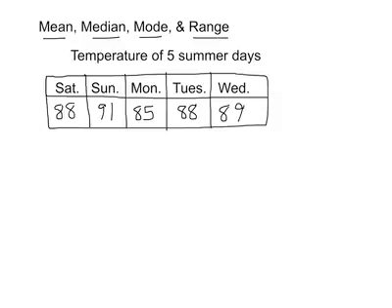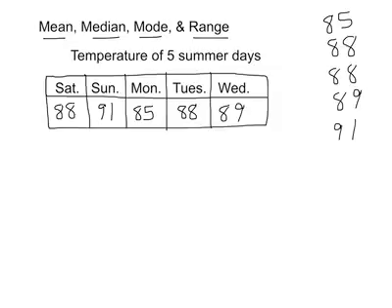So first what I'm going to do for the purpose of some of these is put these numbers in order. So we'll start with the lowest temp these 5 days, 85. Then we had 2 88s, an 89, and 91 was the highest. So to make sure I have them all, 1, 2, 3, 4, 5 numbers.